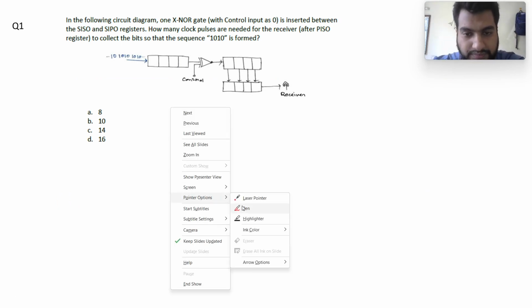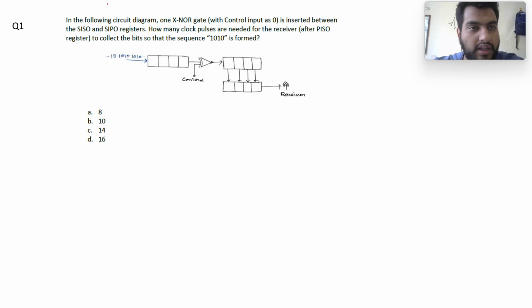The first question states: in the following circuit diagram, one XNOR gate with control input as 0 is inserted between the serial in serial output and serial in parallel output registers. So we have this circuit diagram. Here we have the serial in serial output register, and here we have the serial in parallel output register, and in between them we have an XOR gate which has a control input given as 0. How many clock pulses are needed for the receiver?